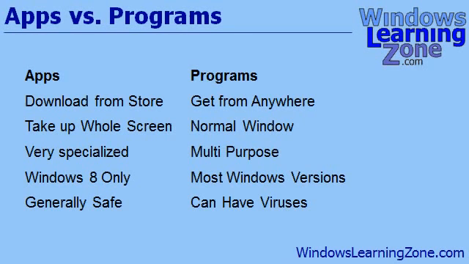Windows 8 apps are usually very specialized. They have one very specific focus, one purpose. Whereas traditional Windows programs can be extremely multi-purpose. Look at Microsoft Word, for example. It does everything but the kitchen sink.